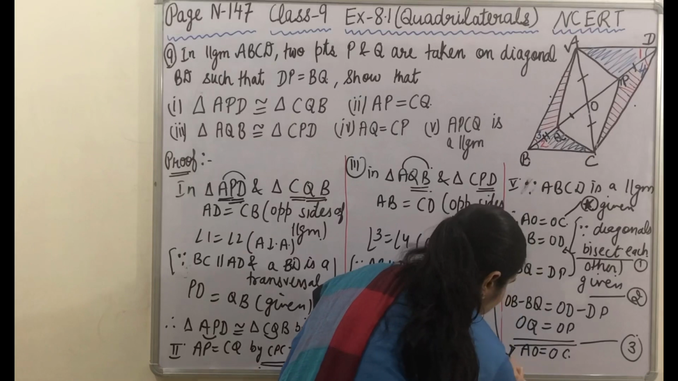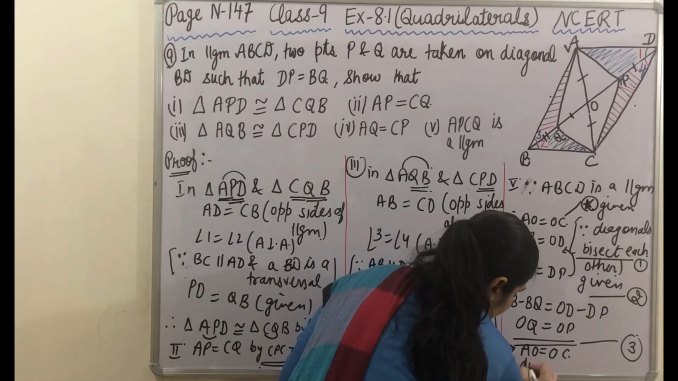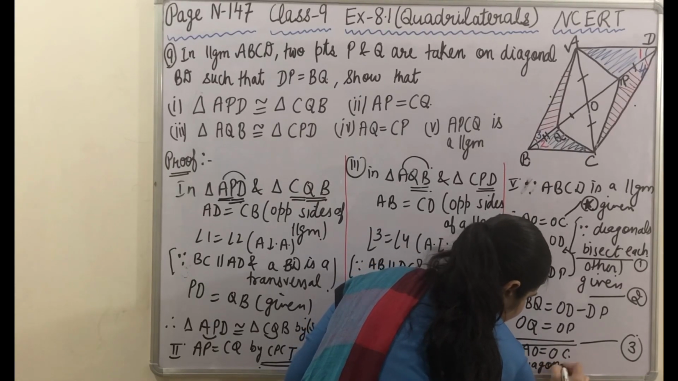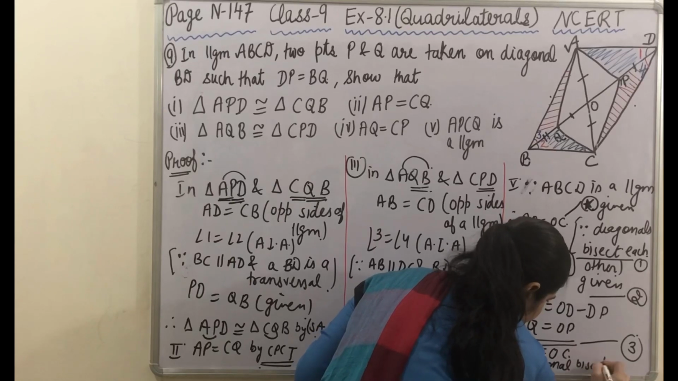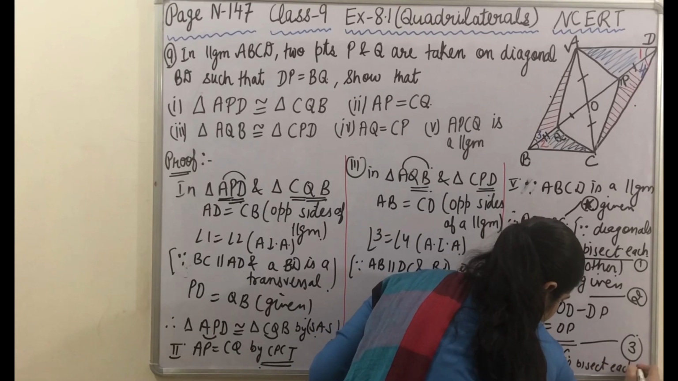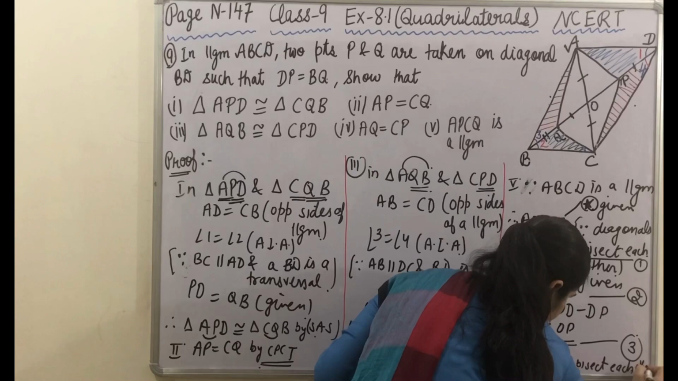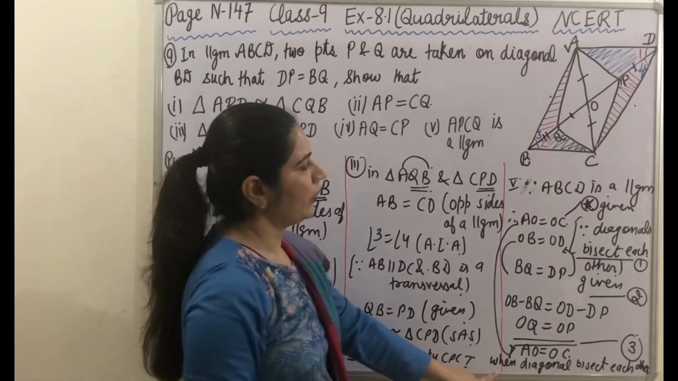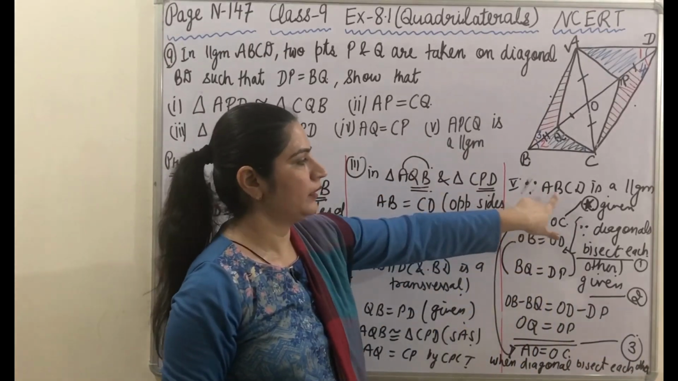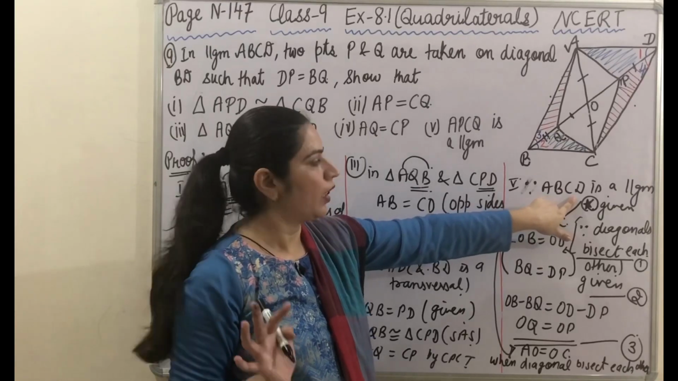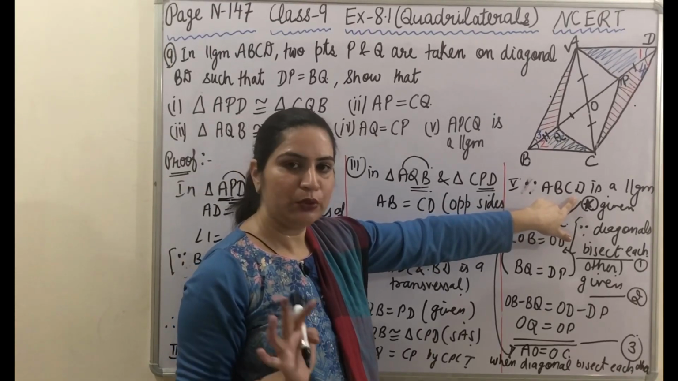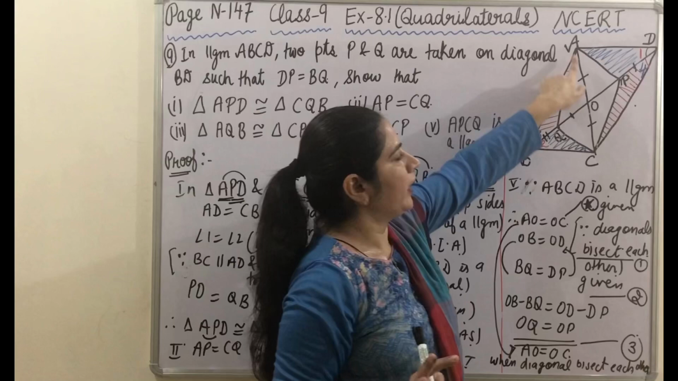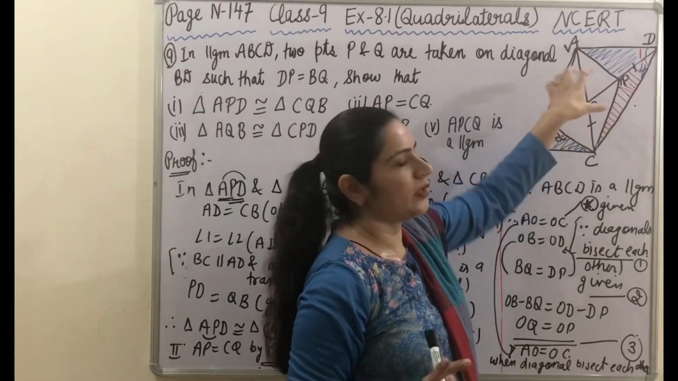When diagonals bisect each other, therefore it is a parallelogram. So simply we can write therefore APCQ is a parallelogram. I am not writing the last line, but you have to mention it. When the diagonals bisect each other, therefore it's a parallelogram.